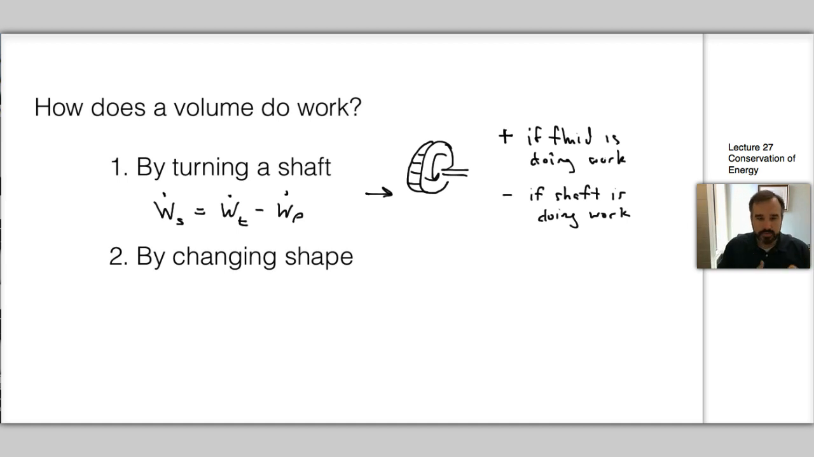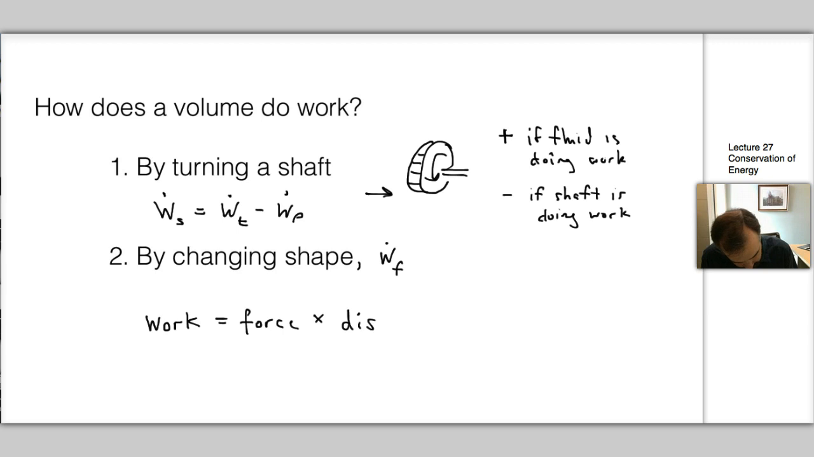The second way that a fluid can do work is by changing shape. This is not one that's immediately intuitive. We're going to call this W dot F, the work of the fluid. The reason this works is because if we look at our definition of work, work is equal to force times distance. This is just going back to physics and looking at our definition of work. As the fluid changes shape, there is some work done. I want to spend a little bit of time and show you that through an example.